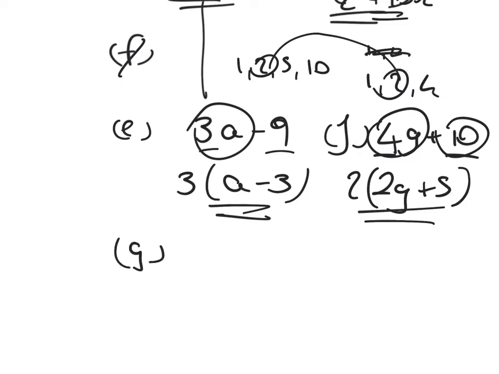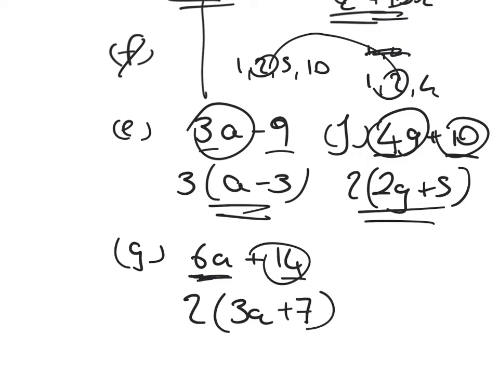Okay, question G. Let's go 6a plus 14. Well, common factor from 6 and 14. Factors of 6 are 1, 2, 3, 6. Factors of 14 are 1, 2, 7, 14. The highest common factor is 2. 2 times what gives me 6a, that's 3a. And 2 times what gives me 14, that's 7. 2 bracket 3a plus 7.